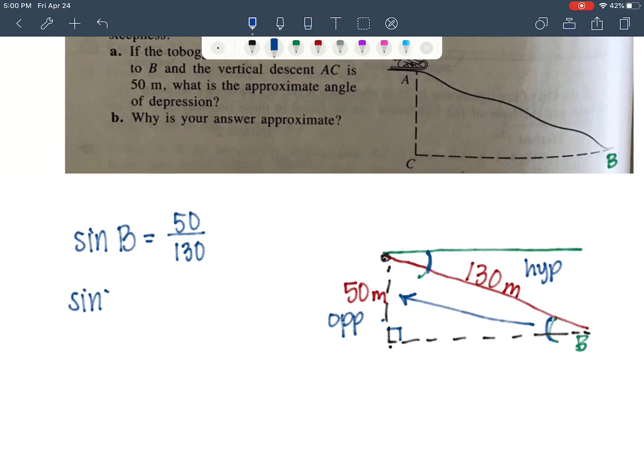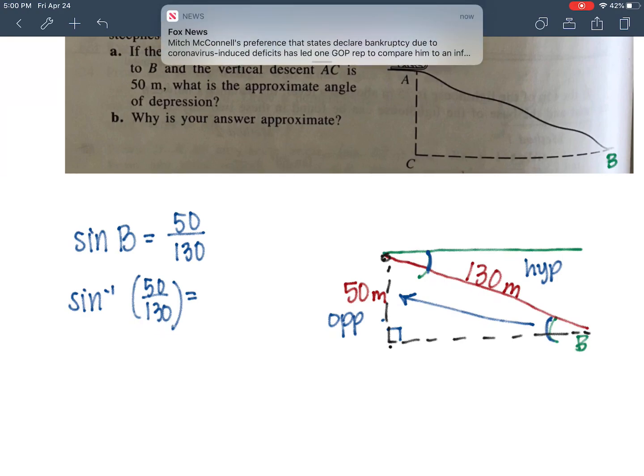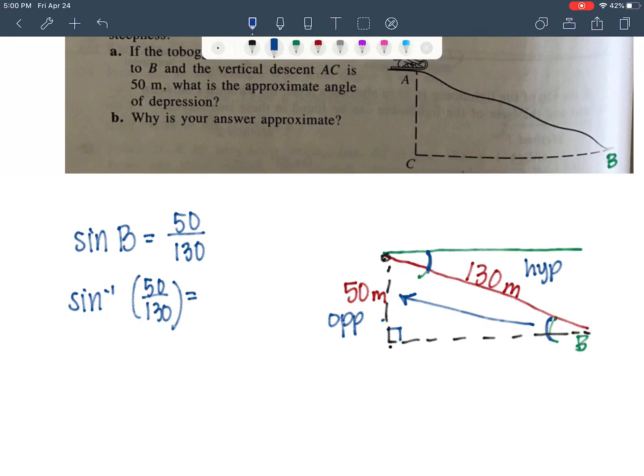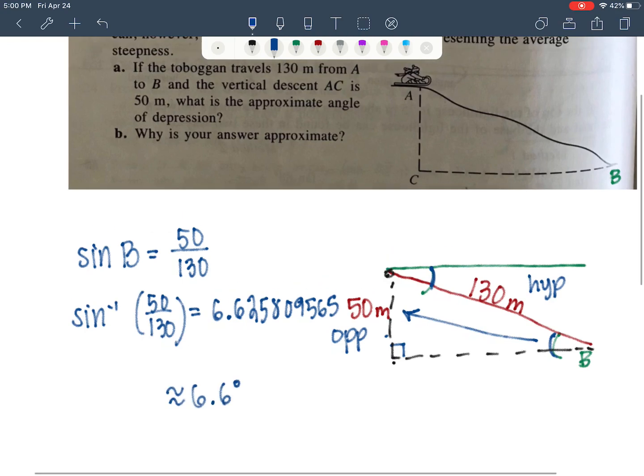And then the inverse sine of 50 over 130 is equal to, put that into my handy dandy calculator, inverse sine of 50 over 130. I can also say 5 over 13. And that is about 6.625809565. I want to make sure that you've got the same numbers I do. So I'm going to say approximately 6.6 degrees.